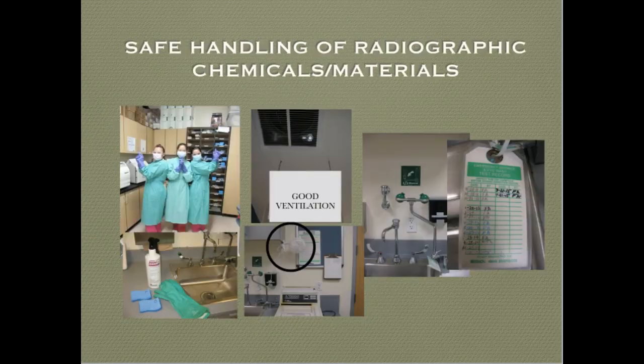When you're working with radiographic chemicals, you should always be in full PPE and have good ventilation. You can have little fans and have safety equipment such as an eye wash station, and you have to make sure that eye wash station is checked periodically. Also have appropriate PPE, such as utility gloves, when working with some of these chemicals.